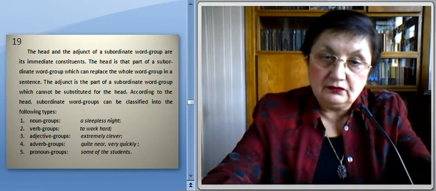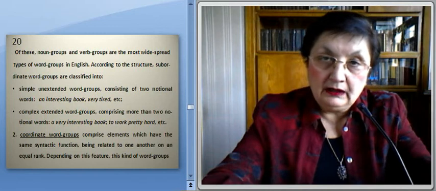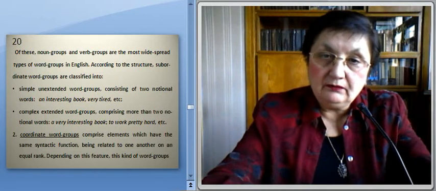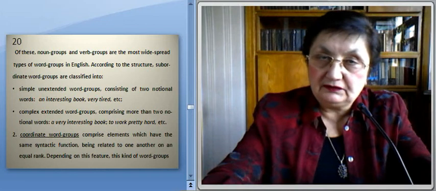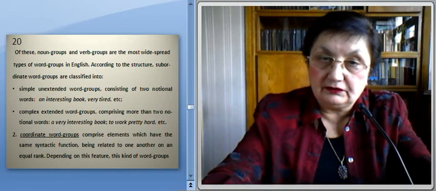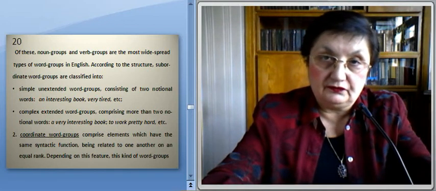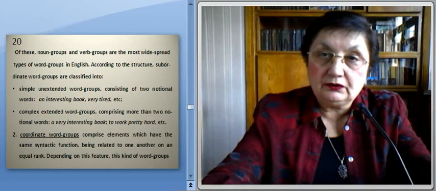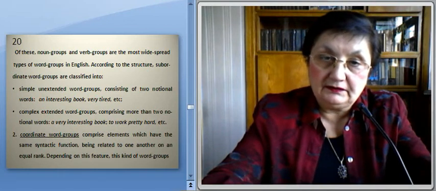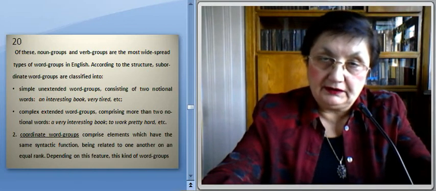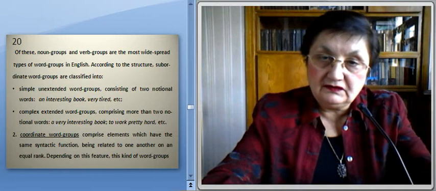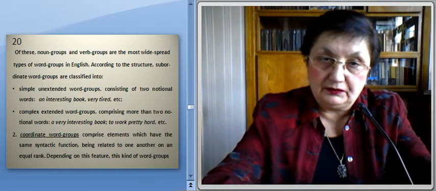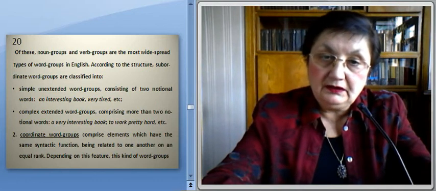According to the structure, subordinate word groups are classified into simple, unextended word groups consisting of two notional words, such as an interesting book, very tired, etc., and complex, extended word groups comprising more than two notional words: a very interesting book, to work pretty hard, etc.